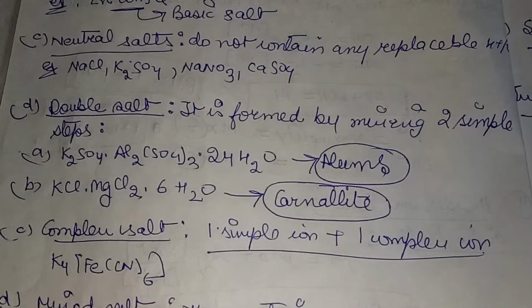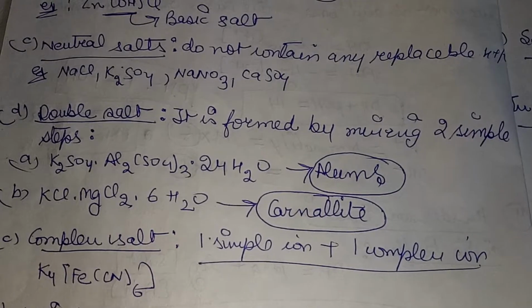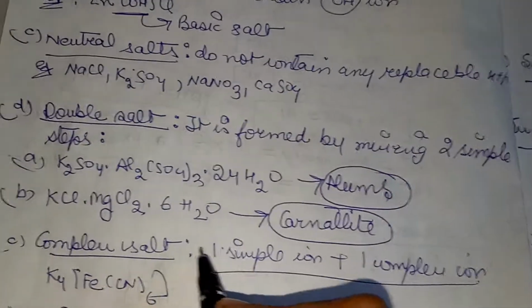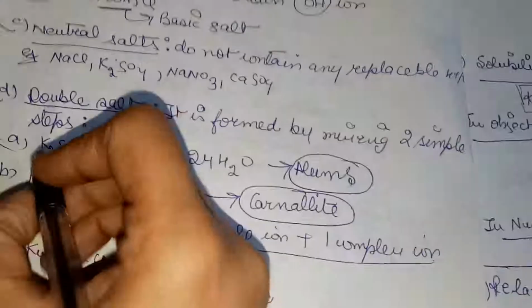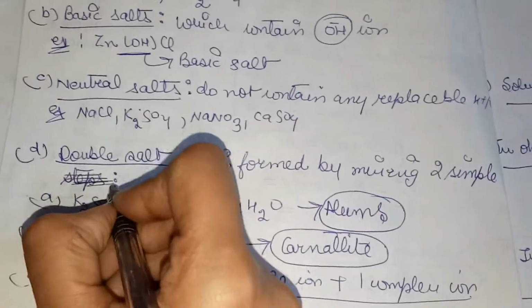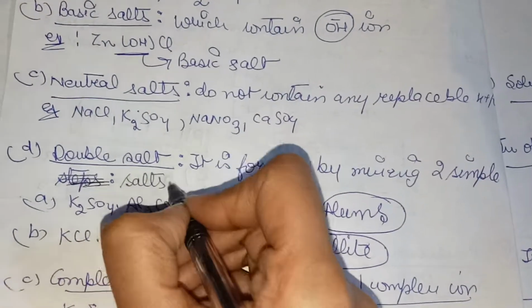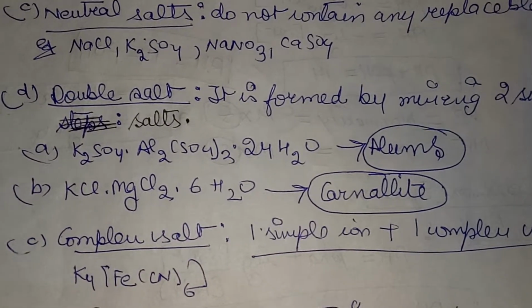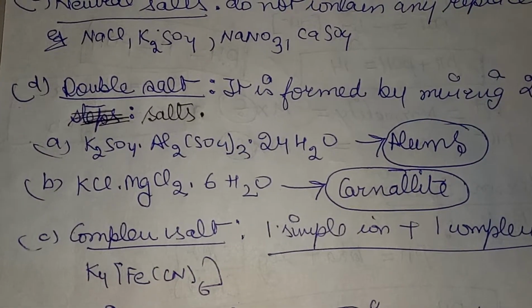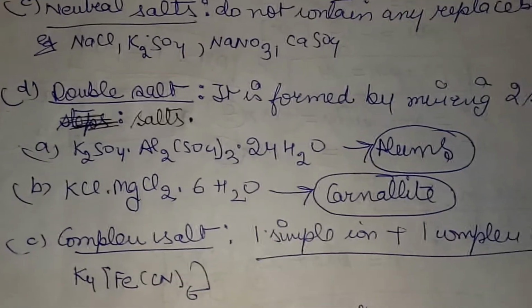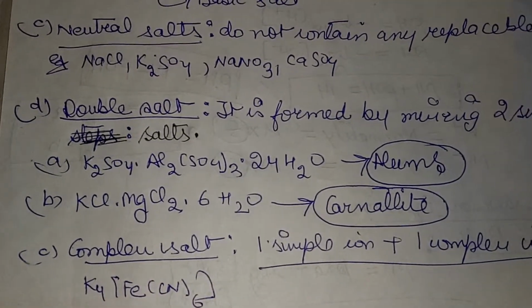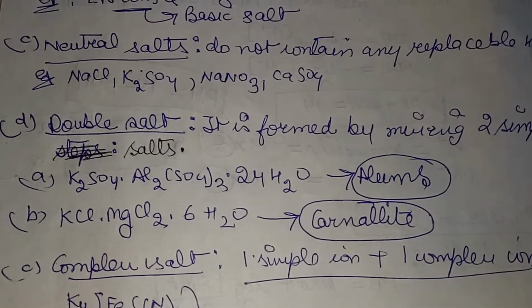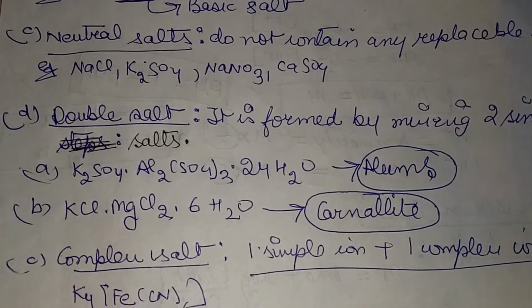Now double salts are formed by mixing two simple salts. It is not steps, they are formed by mixing two simple types of salts. Examples are alums and carnallite. Alum's formula is K2SO4.Al2(SO4)3.24H2O. Examples of double salt are alums and carnallite.